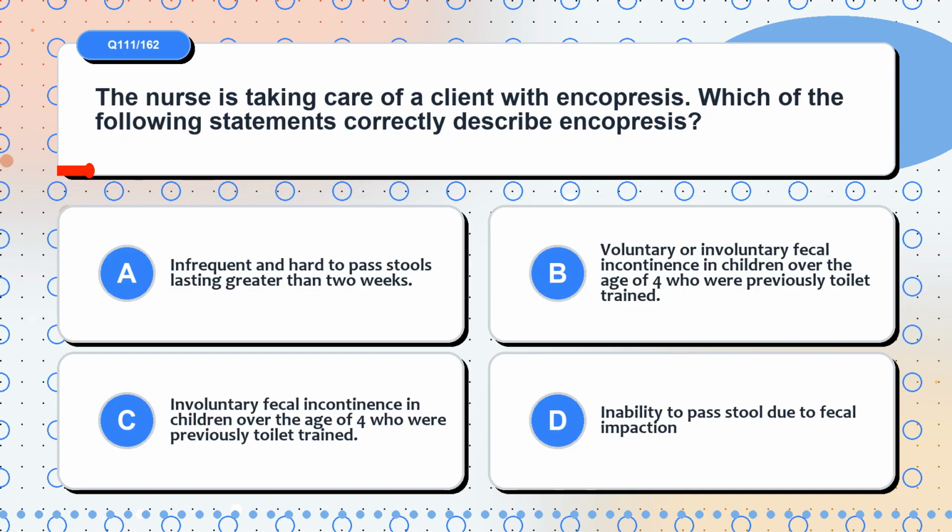Question 111. The nurse is taking care of a client with encopresis. Which of the following statements correctly describe encopresis? Here are the options. Option A. Infrequent and hard-to-pass stools lasting greater than 2 weeks. Option B. Voluntary or involuntary fecal incontinence in children over the age of 4 who were previously toilet trained. Option C. Involuntary fecal incontinence in children over the age of 4 who were previously toilet trained. Option D. Inability to pass stool due to fecal impaction.